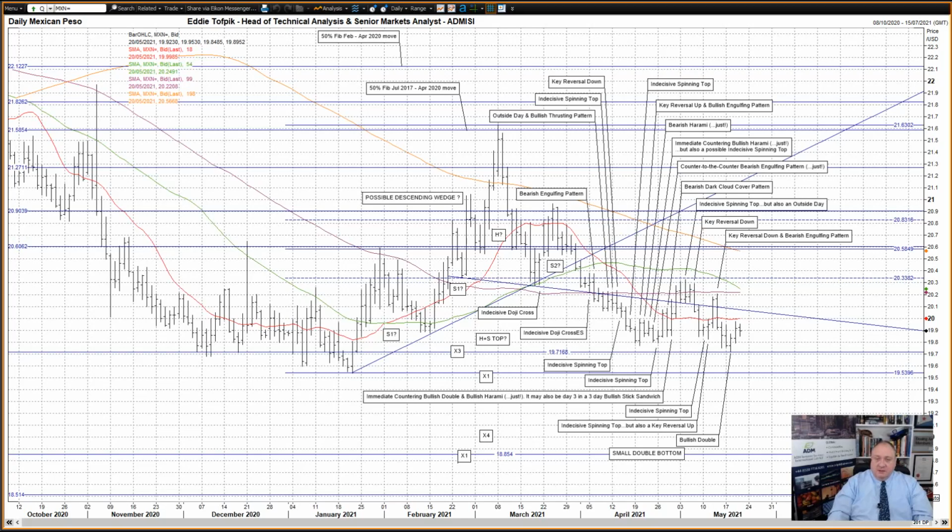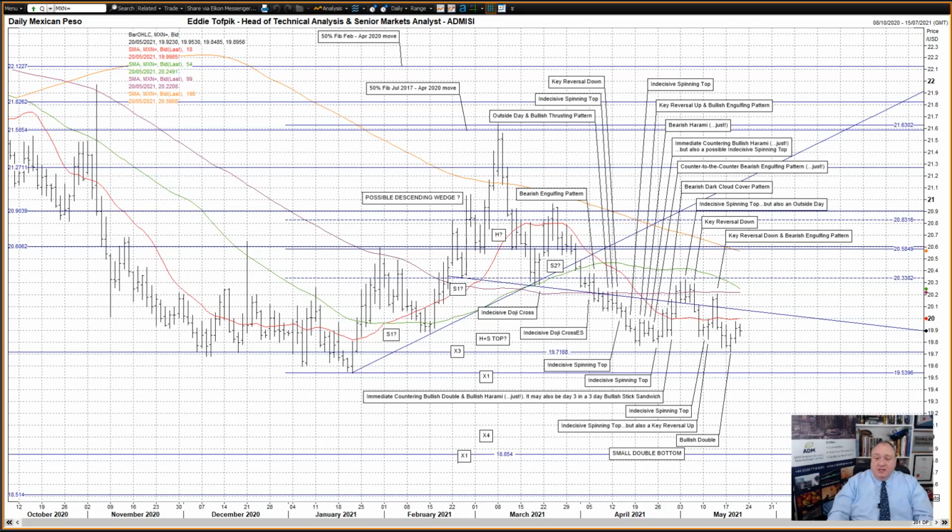US dollar against the Mexican peso. Second bullish white soldier yesterday, and a follow on to the previous session's bullish double pattern. Below we have significant support congestion at 19.7168, whilst overhead we have the neckline currently at 20.0726, and the late February to early April head and shoulders top.